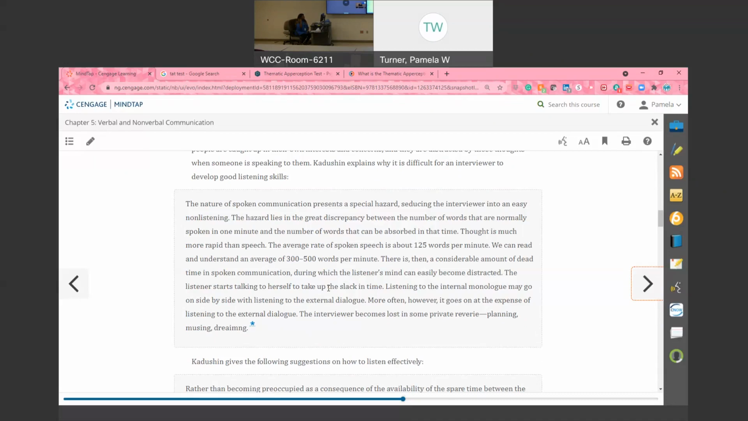That's when the listener's mind can become easily distracted. The listener starts talking to himself, taking up the slack time. Listening to the internal monologue may go on side by side with listening to the external dialogue. However, it goes on at the expense of listening to the external dialogue.